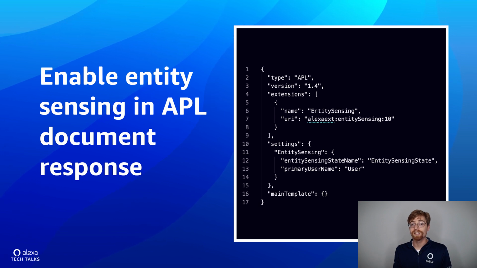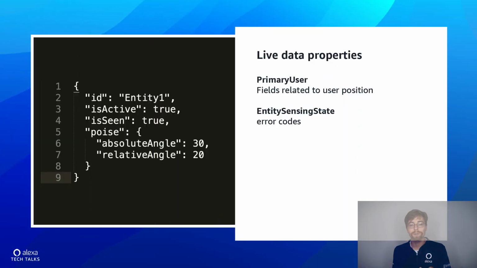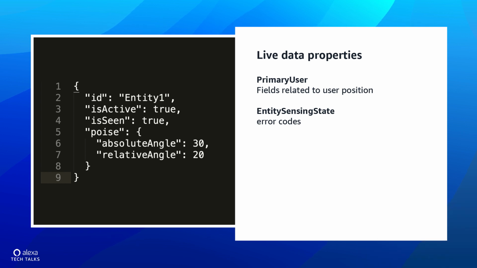Now, once you've declared that you're going to use entity sensing, you have to then define certain values so that you can then reference those later on in the data binding context with APL. So here we're declaring entity sensing state name and primary username. Now, once we've done that, we can then reference these values.